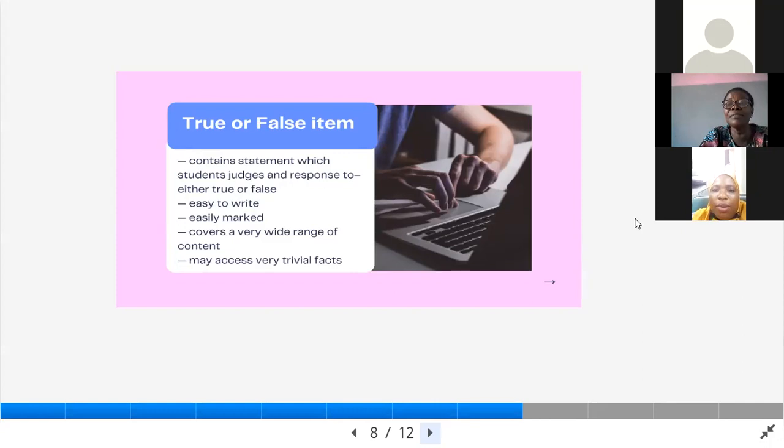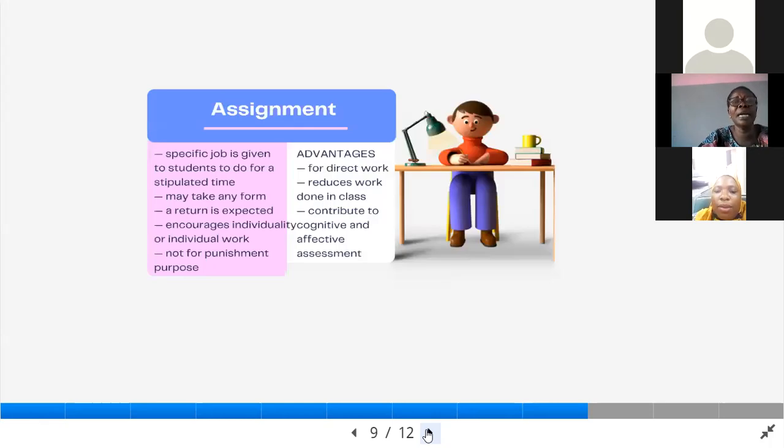Yes, ma'am. So we are talking about that one, and we want to go over it. It also covers a very wide range of content and may assess very trivial facts. You go so much around the units looking for how to set this question, and you must cover the 15 units of that. So we want to check the next item.